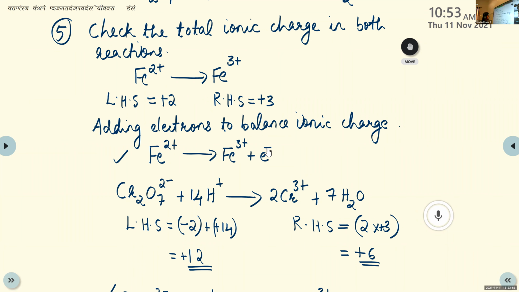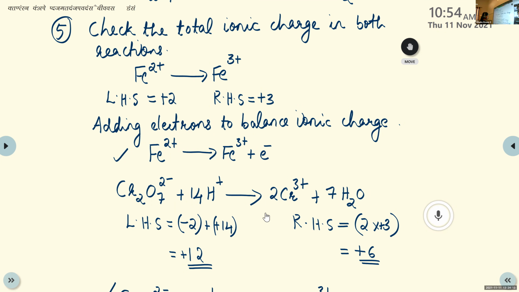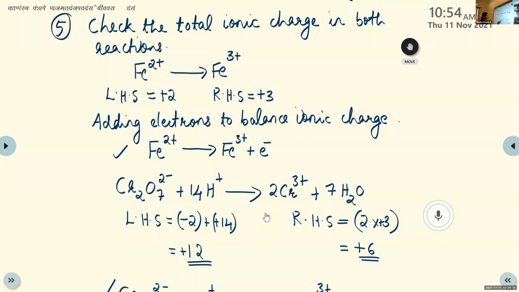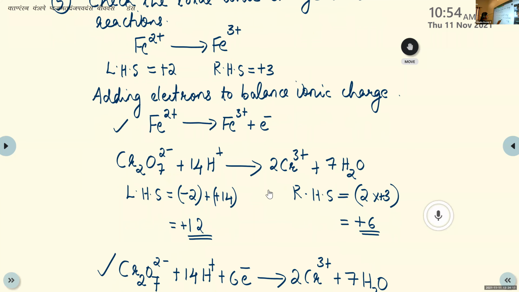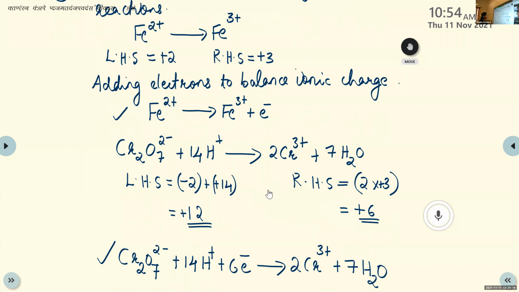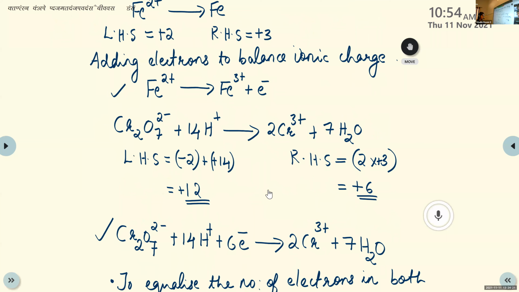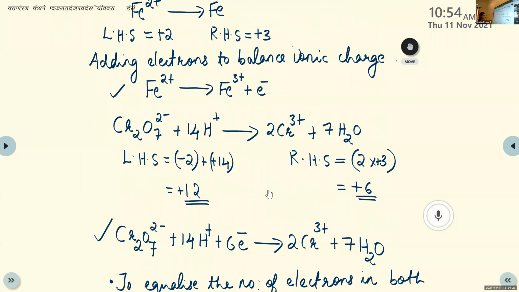And in the right hand side, 2 into 3 plus, because for 2 chromium atoms, their charge is +3. So 2 into +3, here it is +6. Here no need to take the charge of H2O because it is neutral. There is no specific charge given, right? That's why. So here +12 and +6. To make it equal, we will add 6 electrons on the left hand side.